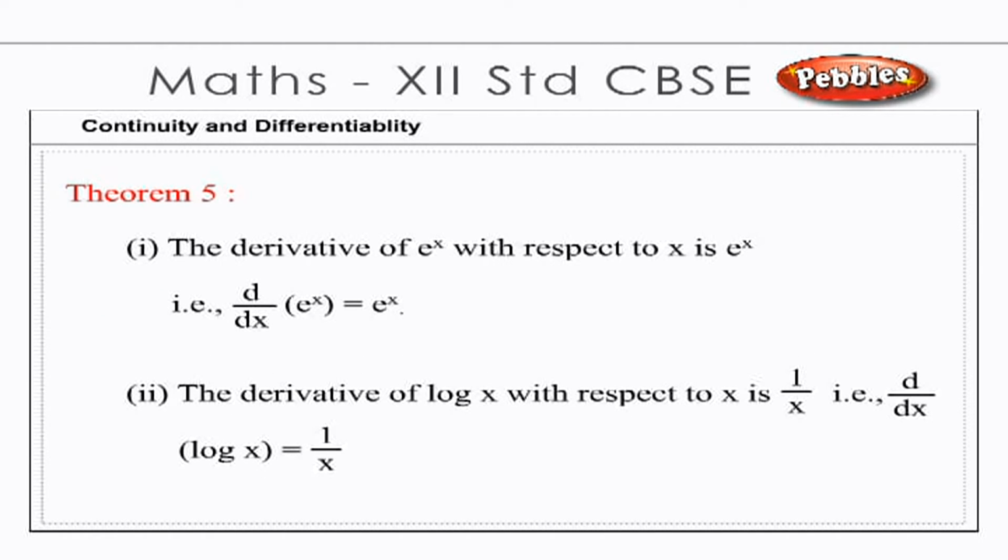Theorem 5. Number 1. The derivative of e power x with respect to x is e power x, that is, d by dx of e power x is equal to e power x. Number 2. The derivative of log x with respect to x is 1 by x, that is, d by dx of log x is equal to 1 by x.